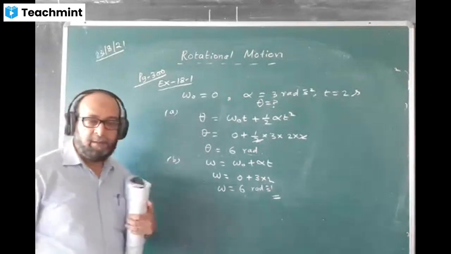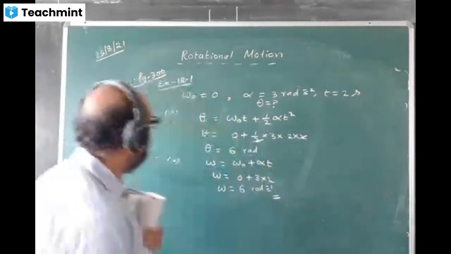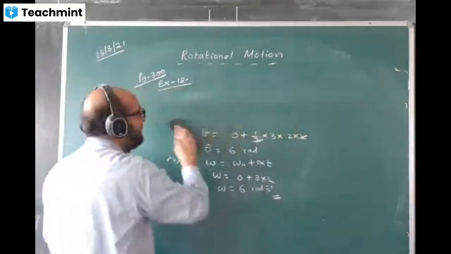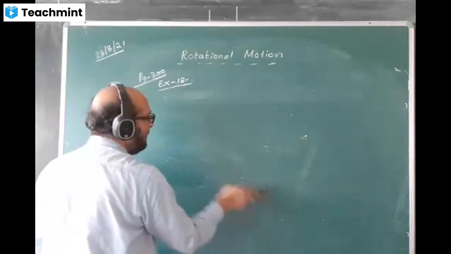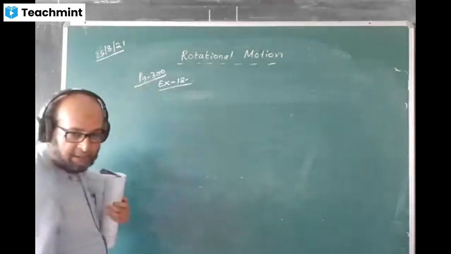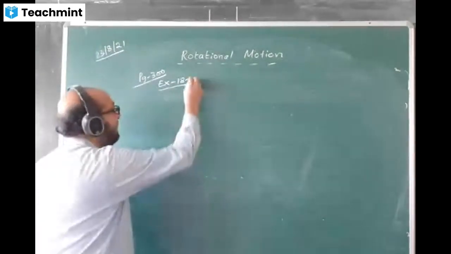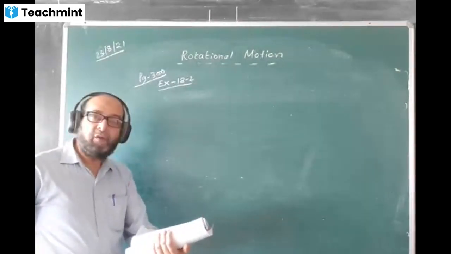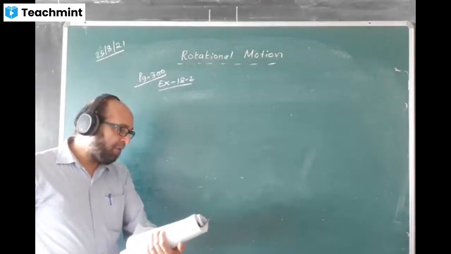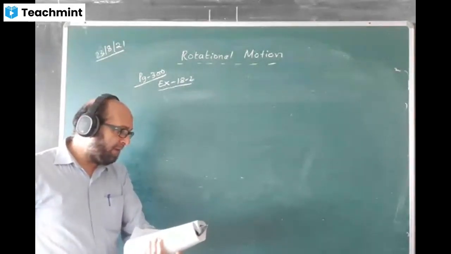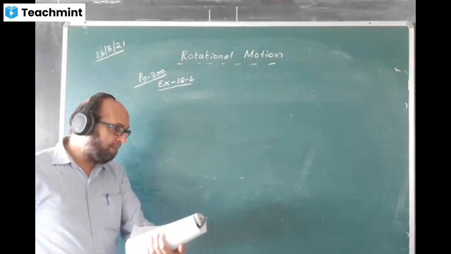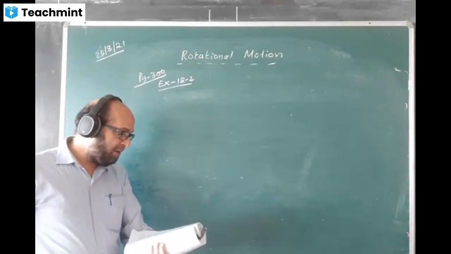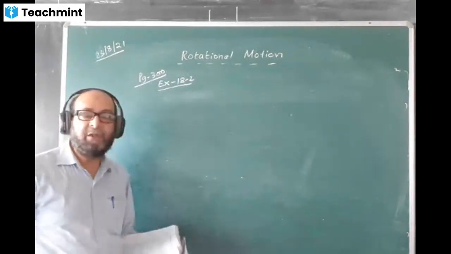Now we are doing example 18.2. Problems are quite easy here. I read the question. The speed increases from 1200 to 4500 revolutions per minute in 10 seconds. Find the angular acceleration, and the number of revolutions made during this time.